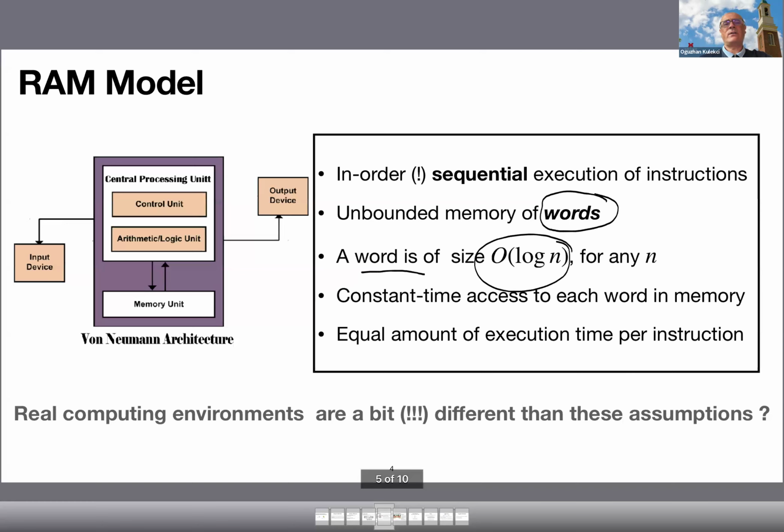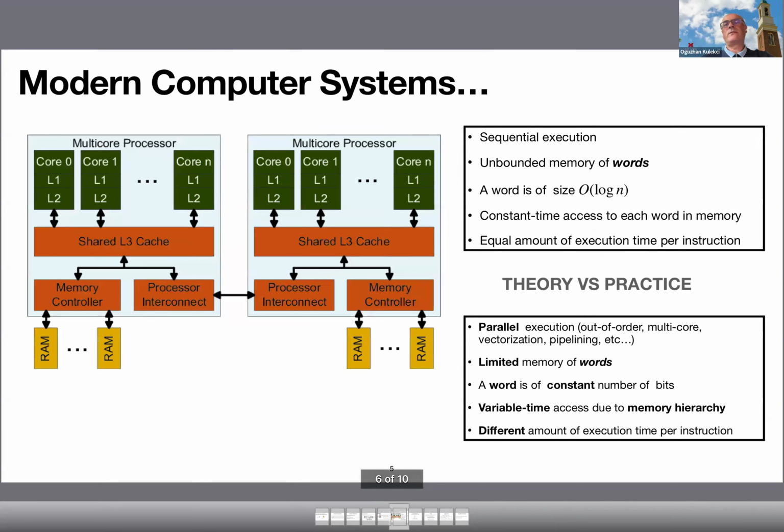And what else do we have in our simplified computing model? We have an equal amount of execution time per instruction. All instructions execute in an equal amount of time. And actually, these are not very correct in real computing environments. And here are the differences.